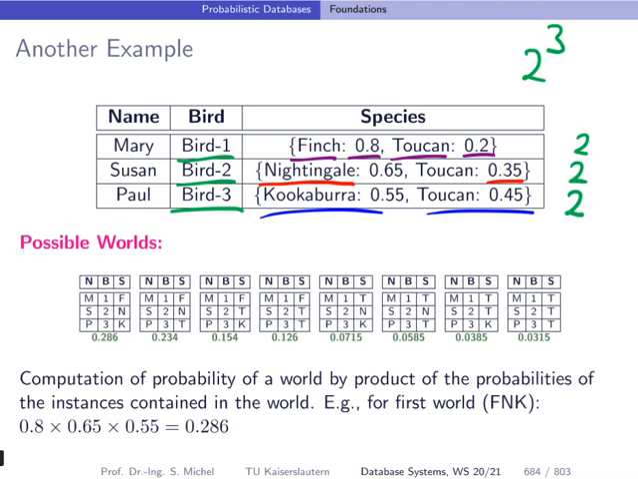For instance, Mary has seen a finch in the same table where Susan has seen a nightingale and Paul has seen a kookaburra. So finch, nightingale, kookaburra, finch, nightingale, kookaburra in this leftmost possible world here. And here we see a probability attached to this possible world of 0.286. How do we come to this? Well, it's simply 0.8 times 0.65 times 0.55. This should be 0.286. And we can do the same for all of these possible worlds, for all 8 possible worlds.